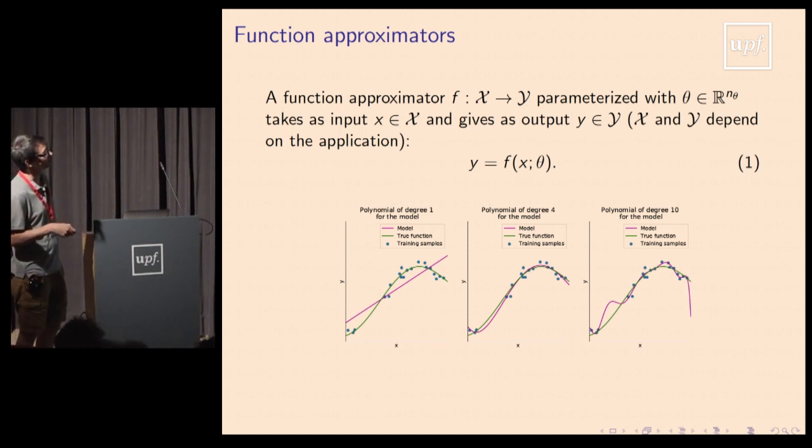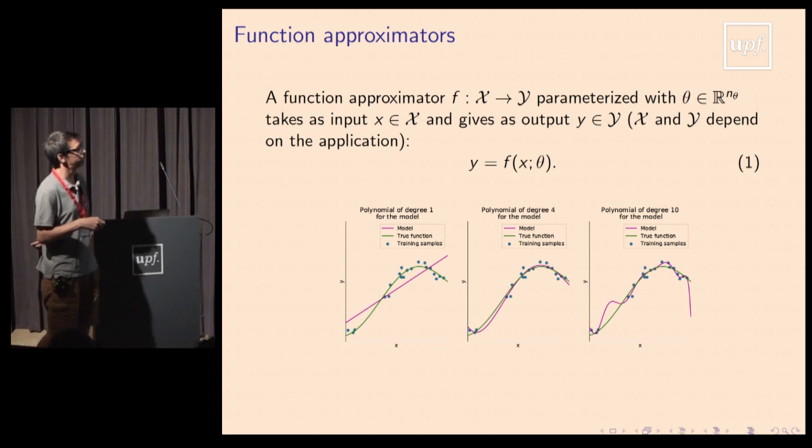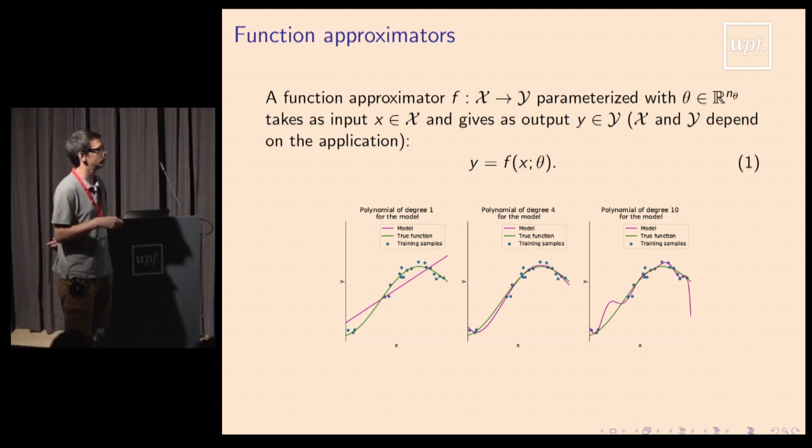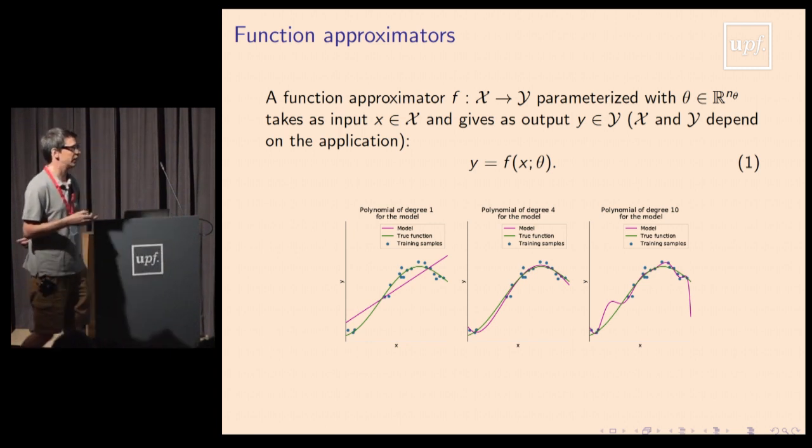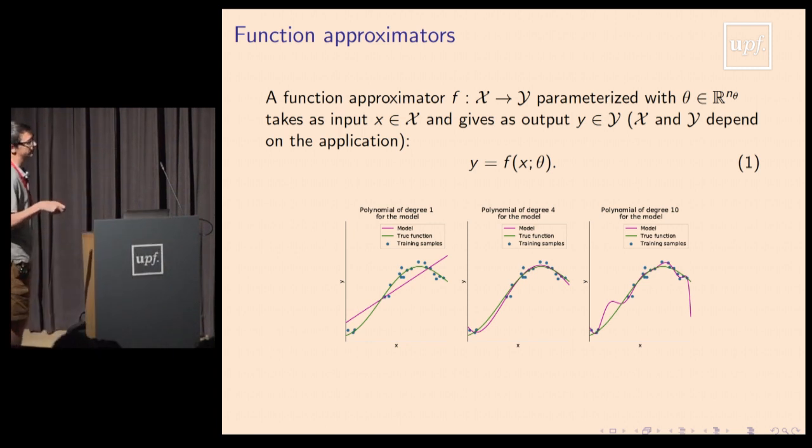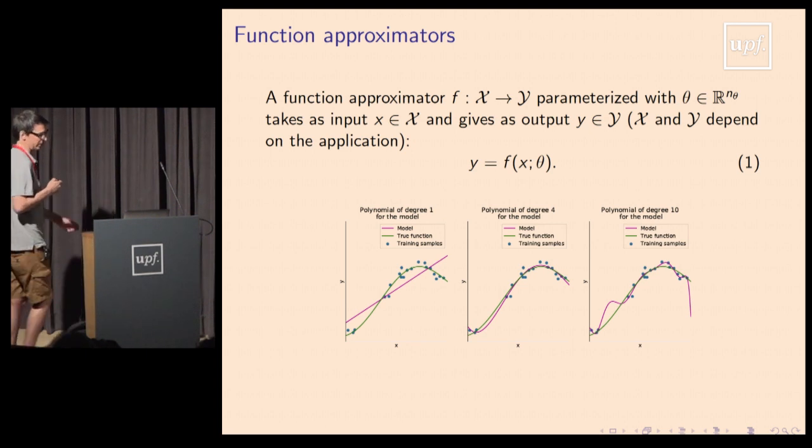And then, for instance, here in this case, we show different polynomials. When you increase the degree of your model in your polynomial, then you can get better accuracy, but you also have some risk of overfitting. So here is an example in the supervised learning context.